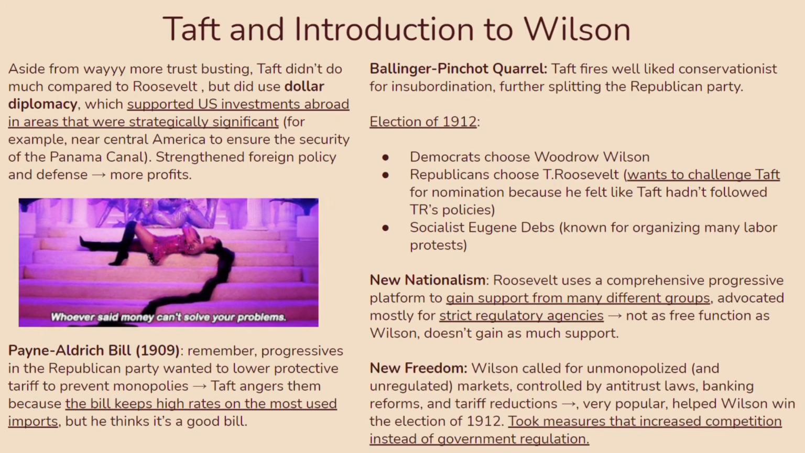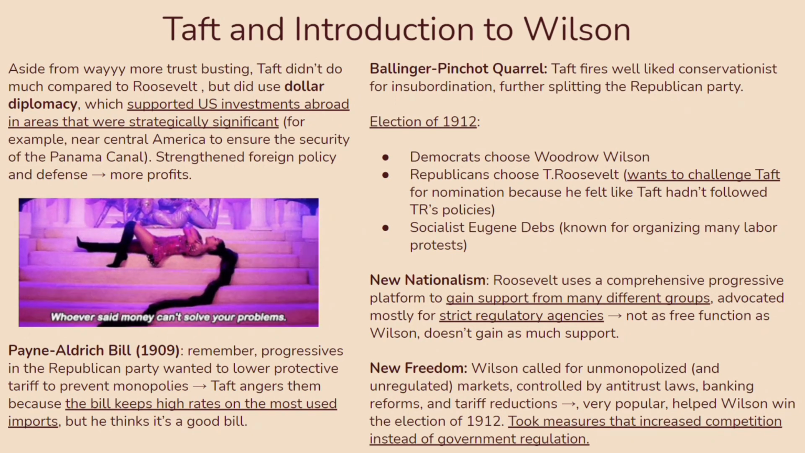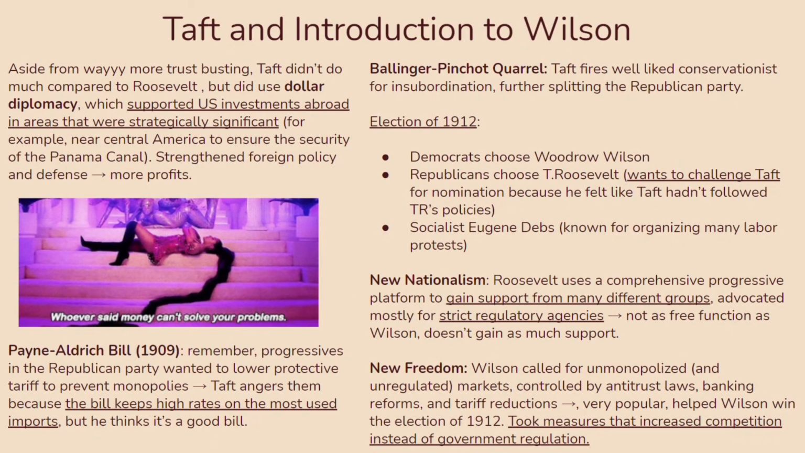And Wilson runs on the New Freedom platform. So this essentially called for unmonopolized and unregulated markets, and it was only really going to be controlled by antitrust laws, banking reforms, and tariff reductions. And this is very popular among the public, and it helps Wilson win the election of 1912. So essentially, they're taking measures that increase competition instead of government regulation, which is very appealing to many people.